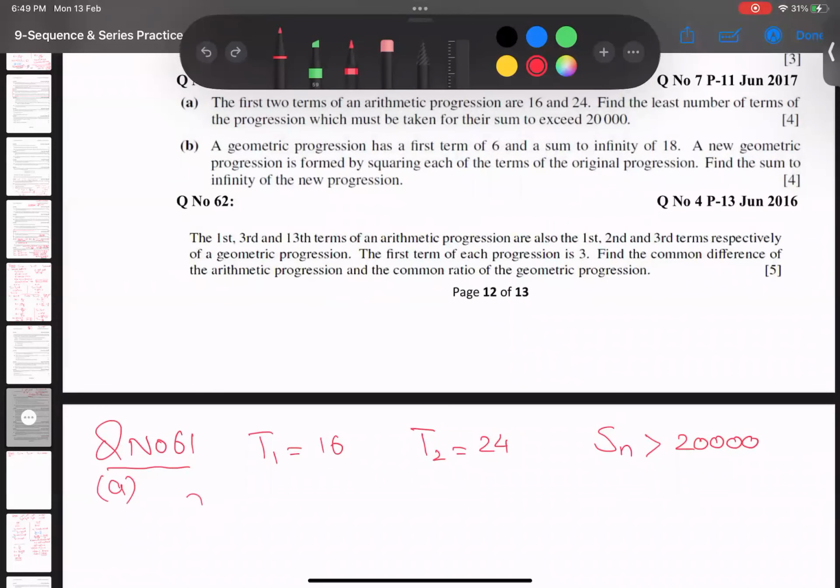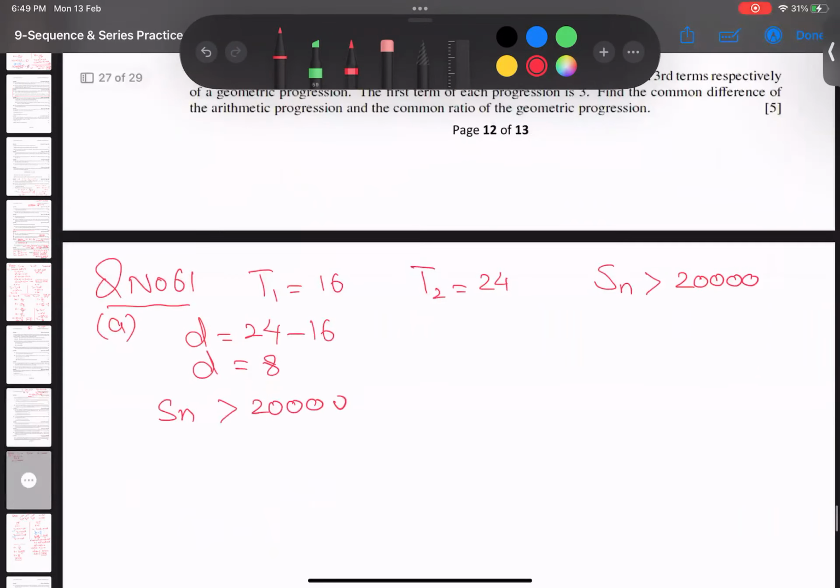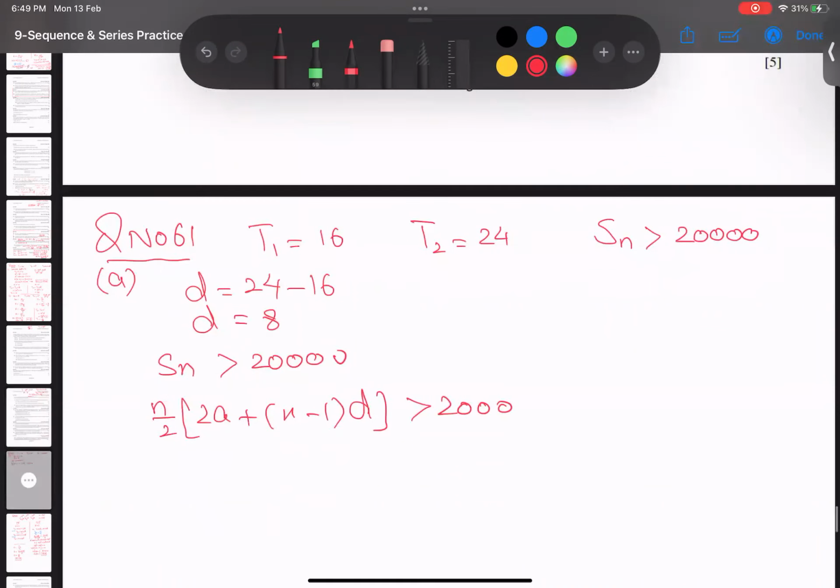The best technique: how to find the common difference? All of you know T2 minus T1. So 24 minus 16, and I get 8. And according to the question, the Sn value is bigger than 20,000. Apply the formula n divided by 2 into 2a plus n minus 1 into d. This formula, you know it very well. Here 20,000, and the n value I don't know. In the 2a, a is 16, n I don't know again, and the common difference is 8.